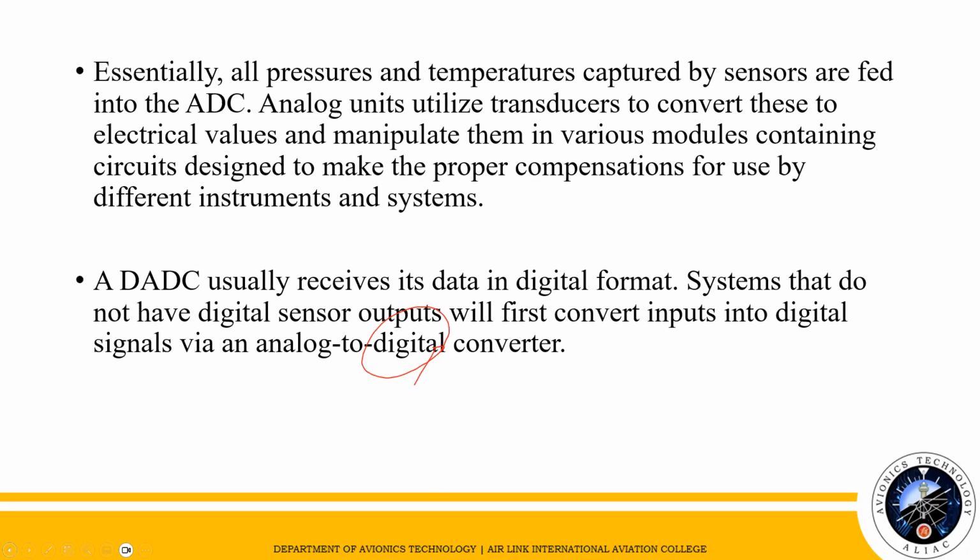So, yung mga analog units utilize transducer to convert this to electrical values and manipulates them in various modules containing circuits designed to make the proper compensation for the use by different instruments and systems. So, yung mga ADC usually receives its data in digital format. So, system that do not have digital sensors output will first convert inputs into digital signals via an analog to digital converter.